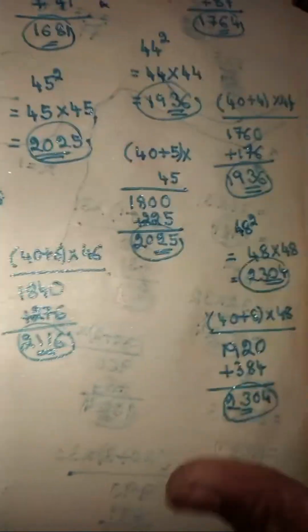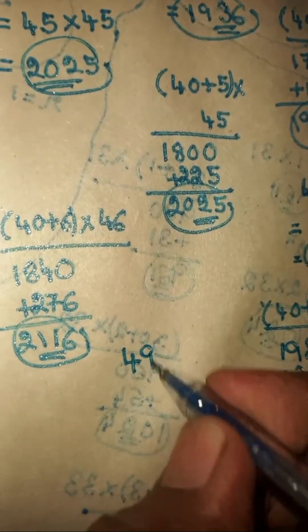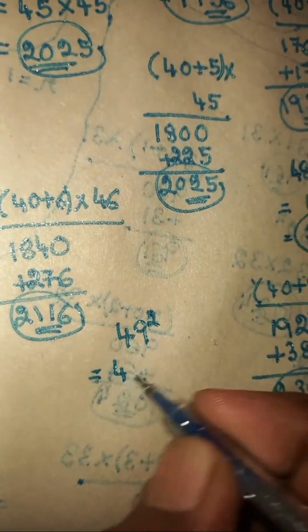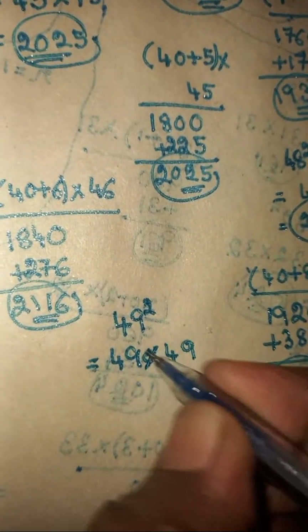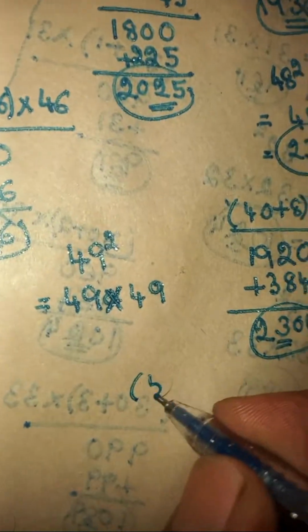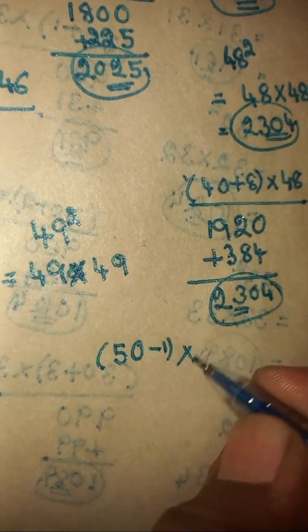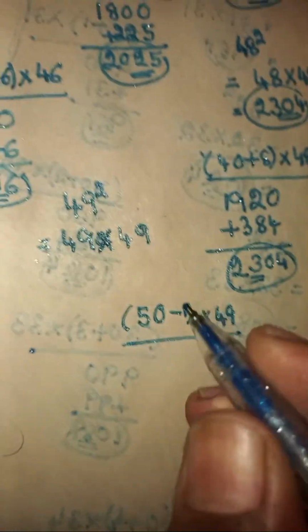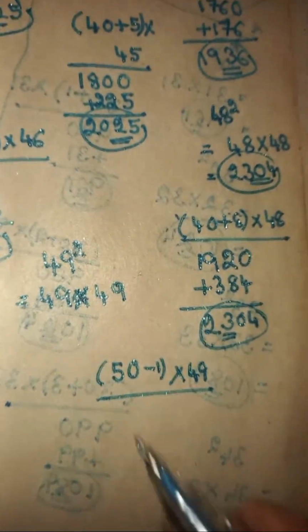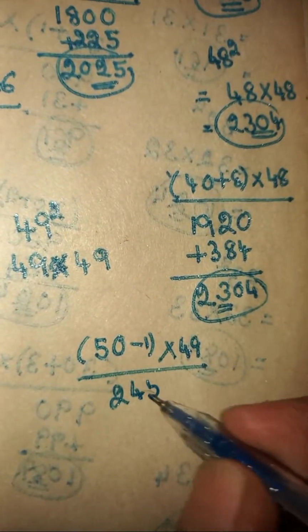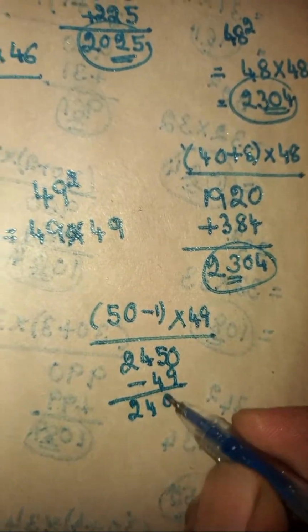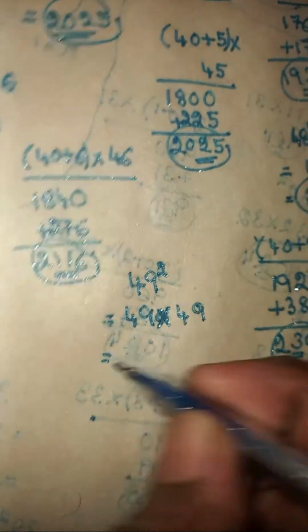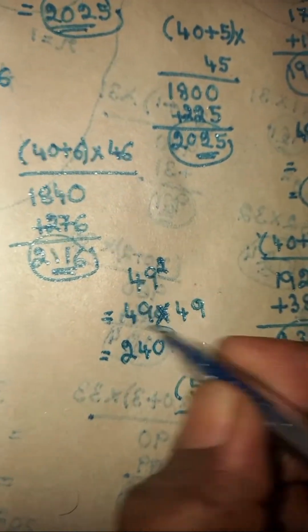Let's write what is 49 square. 49 square equal to 49 times 49. You can write this 49 as 50 minus 1 times 49. 49 times 50 is 2450 minus 49, you're going to get 2401. So this 49 square is 2401.